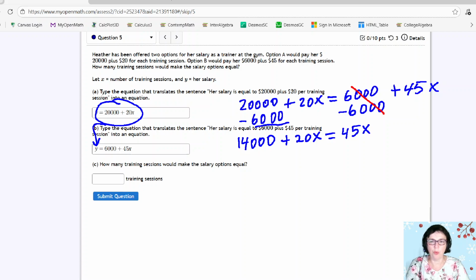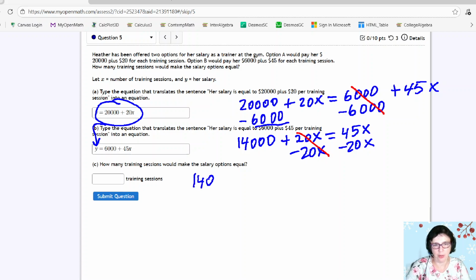Remember, we want to move all the variables to one side. In this particular case, I want to have the number on the left-hand side. That's going to be my number side. And the variable side is going to be my right-hand side because I didn't want the negatives. I'm going to subtract 20x from both sides. That is going to cancel it here. And we're going to get 14,000 equal to 45 minus 20, which is 15x.